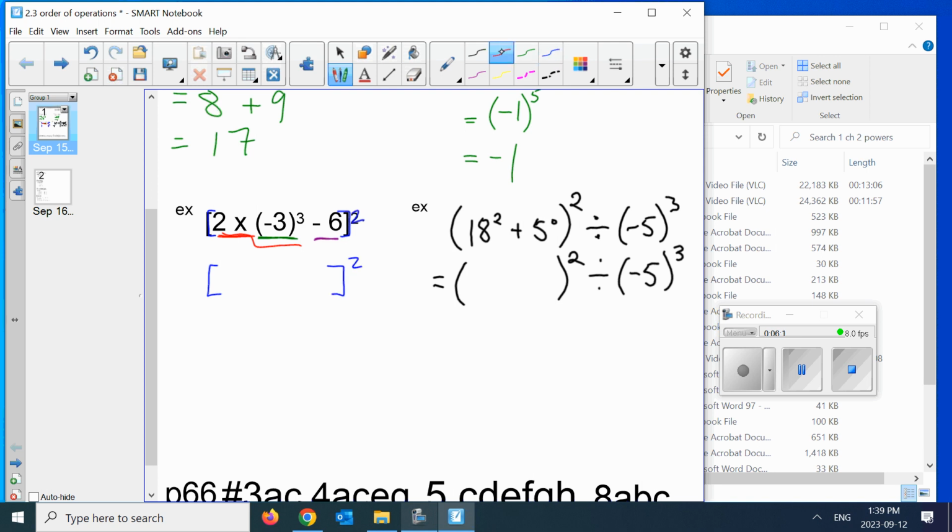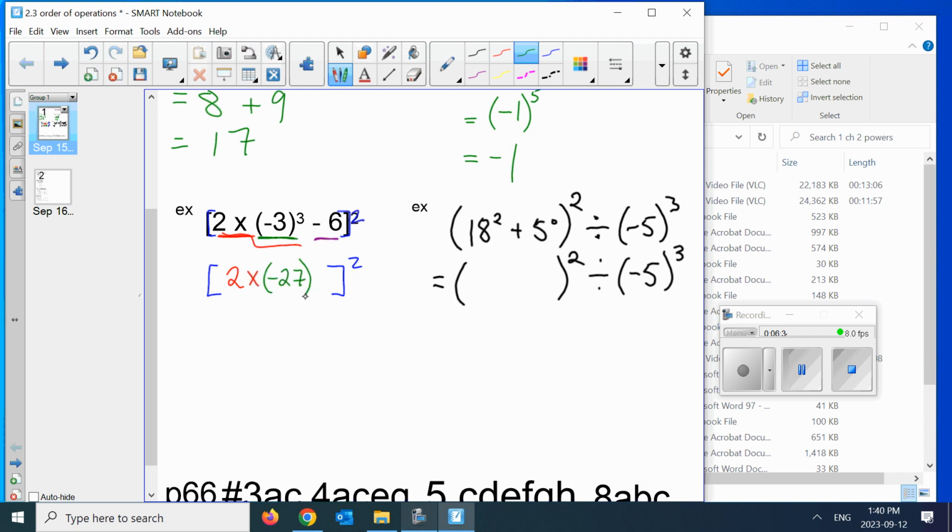I'm going to call this 2 times. I have to figure out what this is: negative 3 times negative 3 times negative 3. Well, we know the sign. You know the number. I'm going to put it in brackets because it does not make sense otherwise.